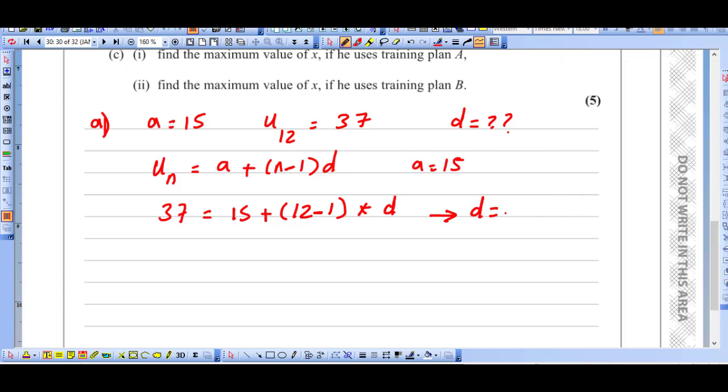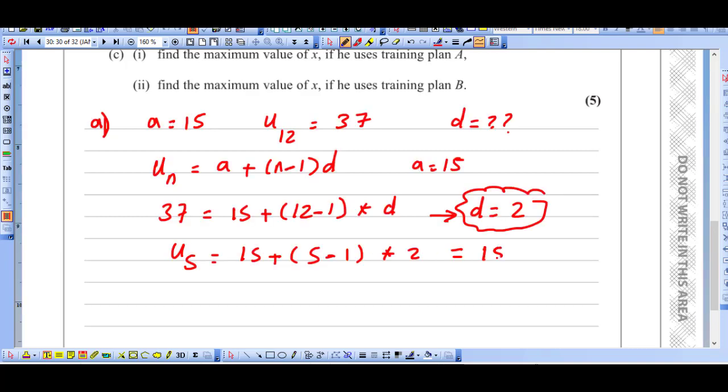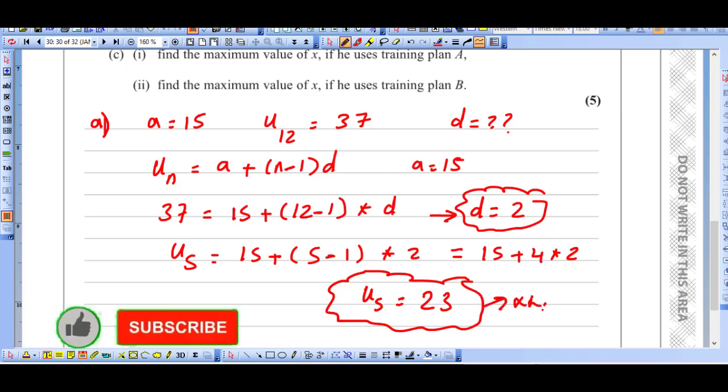So D is equal to 2. So now U5 is equal to A, which is 15 plus 5 minus 1 multiplied by 2. So it's 15 plus 4 multiplied by 2. So U5 is equal to 23. And this is the answer of the question.